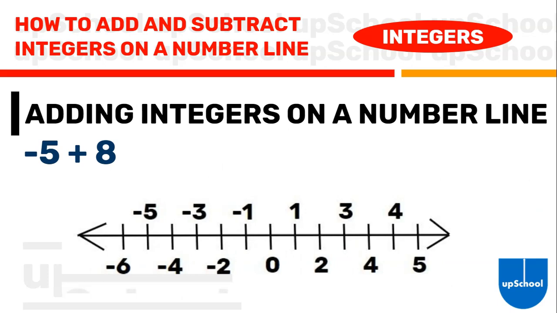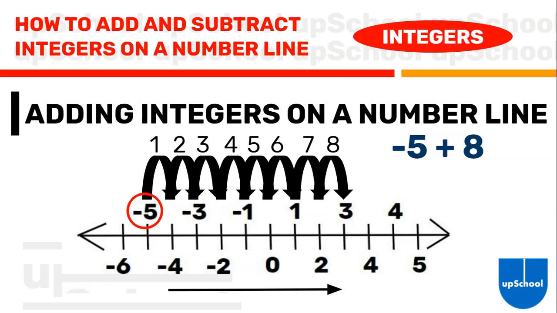So now I'll be giving you guys a couple of examples of adding integers on a number line. Our equation is negative 5 plus 8. The first step of adding integers on a number line is to plot the number you're adding from. In this equation, negative 5 plus 8, the number you're adding from is negative 5. So we plot the number negative 5 on the number line.